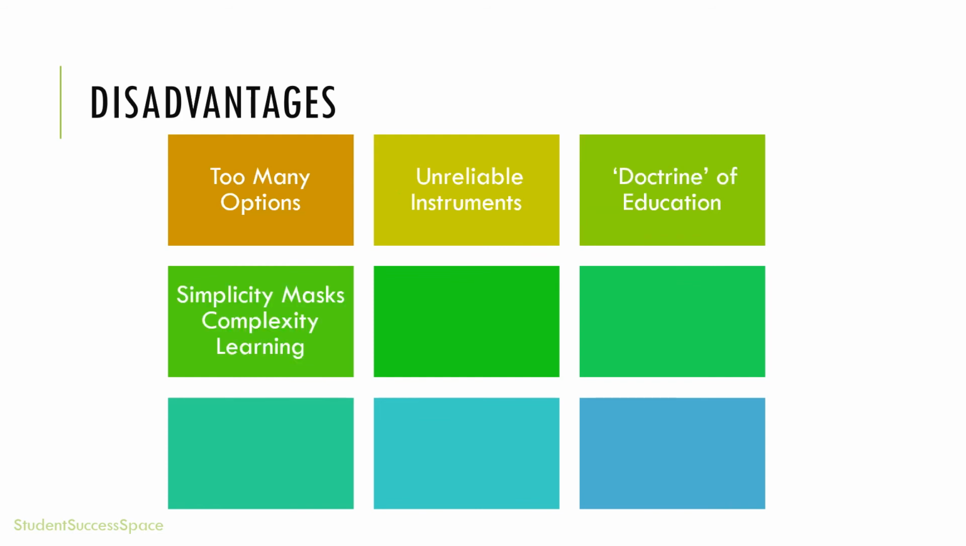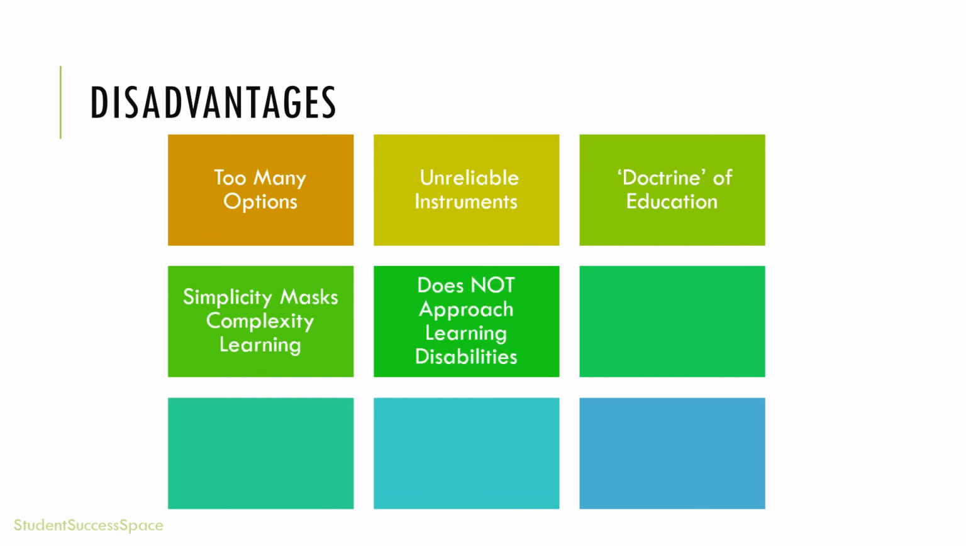Simplicity. So simplicity masks the complexity of learning. Learning theories have really attempted to prescribe a learning solution to all learners and all preferences. However, we already discussed this, that learning is very complex. And many learning theories simply are going to water down the process and take an approach that misses out on reaching many students. It does not approach learning disabilities. Rarely do any of the learning theories look at the varying complications associated with learning disabilities, which add new dimensions to the learning.